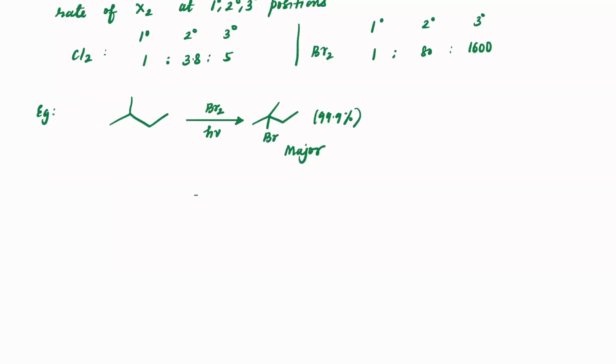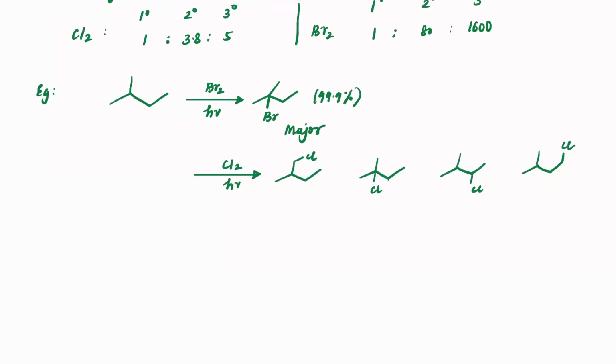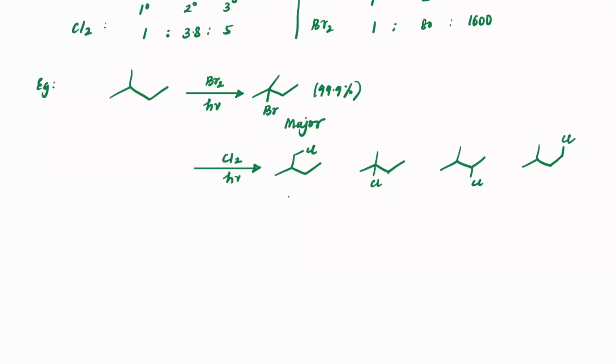While if it comes to chlorine, here there is Cl2 and H nu. So you will get multiple products here. You can get chlorine here also, here also, here also, and here also. These are the four structural products you will get. This comes approximately 39%, this comes around 30%, this comes around 15 to 20%. Got it? And 1 to 2 percent.